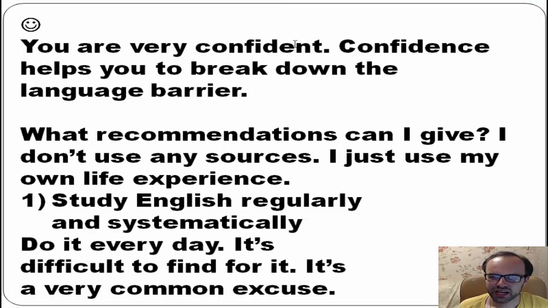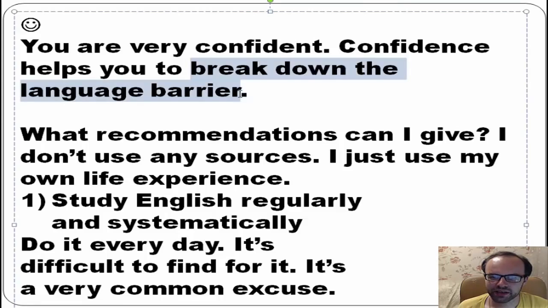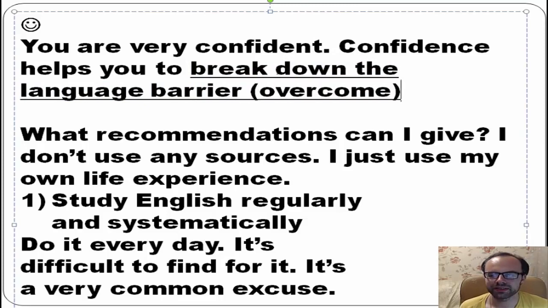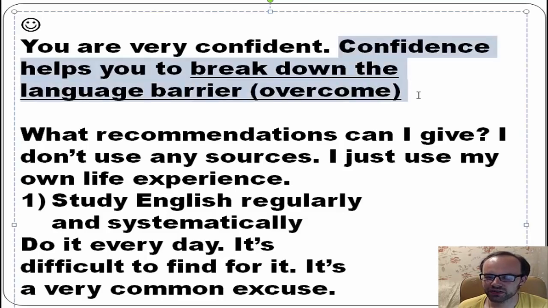So you know that confidence helps you to break down the language barrier. So you can say to break down the language barrier, or to overcome the language barrier. I mean, it's this kind of situation. Maybe you know English, some grammar, vocabulary, but you can't speak. You are afraid of speaking, and you want to start speaking without any fear, so not being afraid, and so you need confidence. It will help you to break down the language barrier, or to overcome the language barrier.